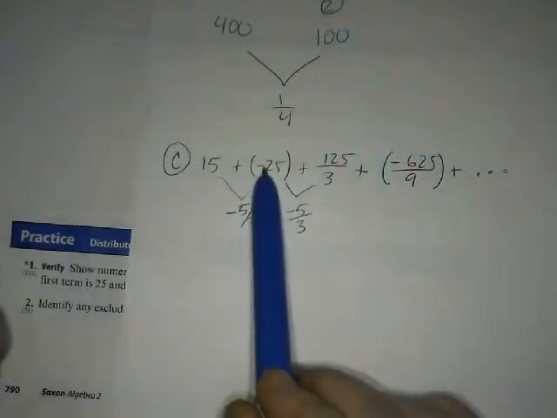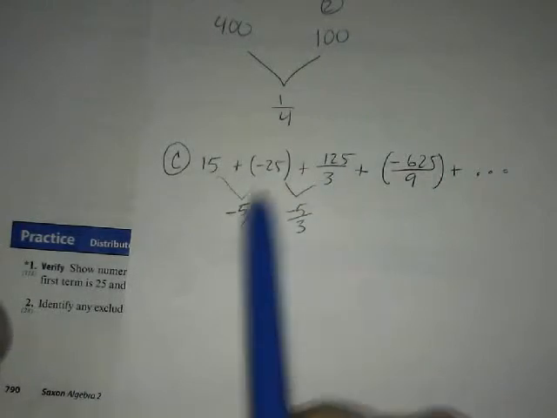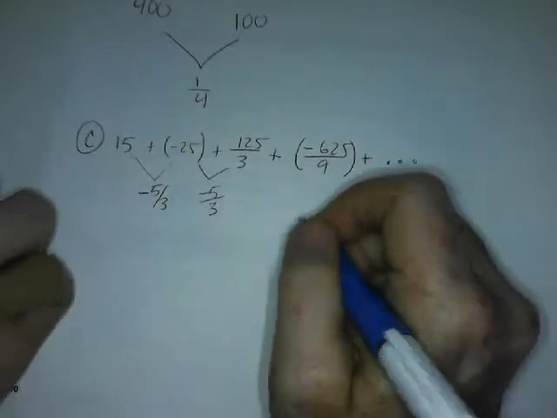Yeah, because this times this would give me my 125. So it's 5/3. r equals 5/3, or negative 5/3.